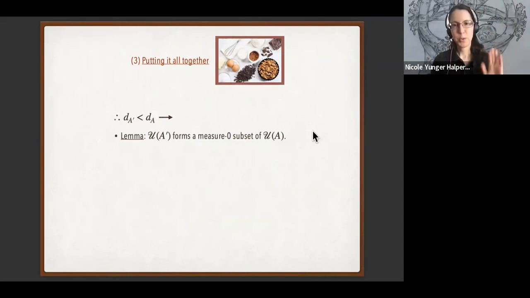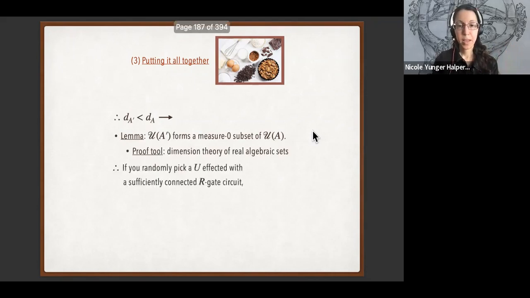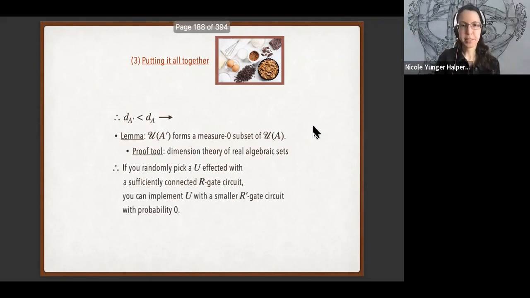It's almost non-existent. And to prove this, we use the dimension theory of real algebraic sets. This lemma means that if you randomly pick a U that you can implement with a larger architecture, and you ask, can I also implement it with a smaller architecture? The answer is only with probability 0. So really, for any unitary that you will pick, no, you cannot implement it with a smaller architecture. And that's exactly what we wanted to prove.